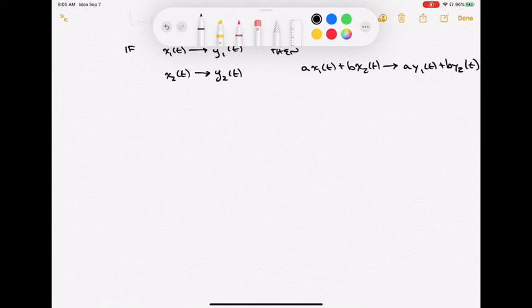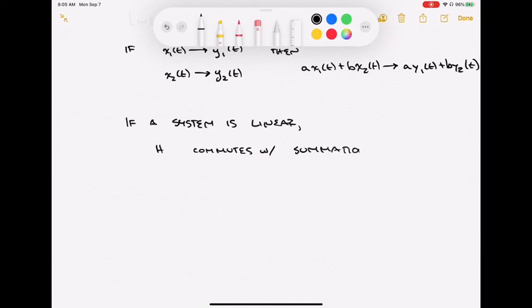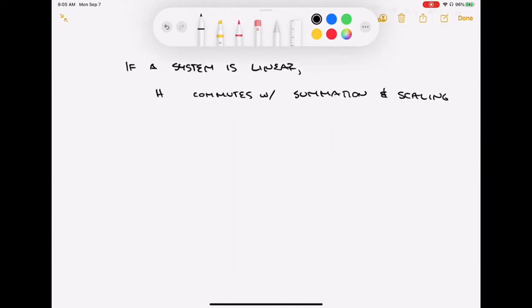The graphical standpoint says: if a system is linear, the system itself, H, commutes with summation and scaling. We haven't gotten to the graphical part yet; we're going to do that now. So what does commuting mean? It means order doesn't matter. The system and the operations of summing and scaling can come in either order and still give you the same result. How might we look at this?